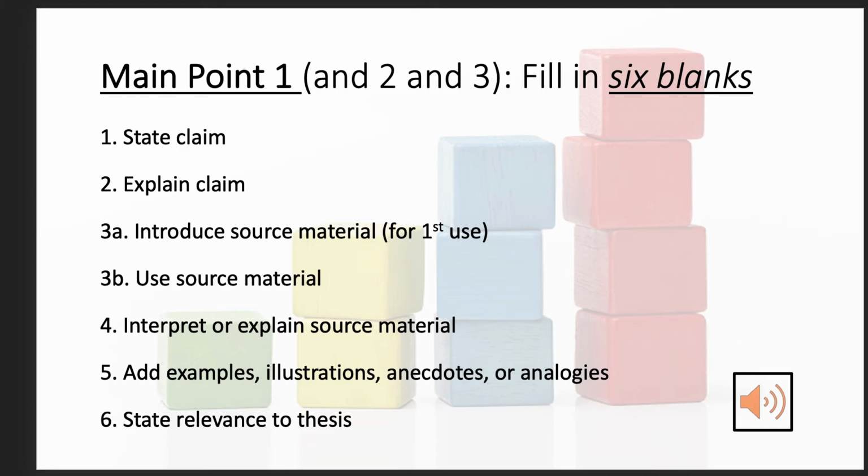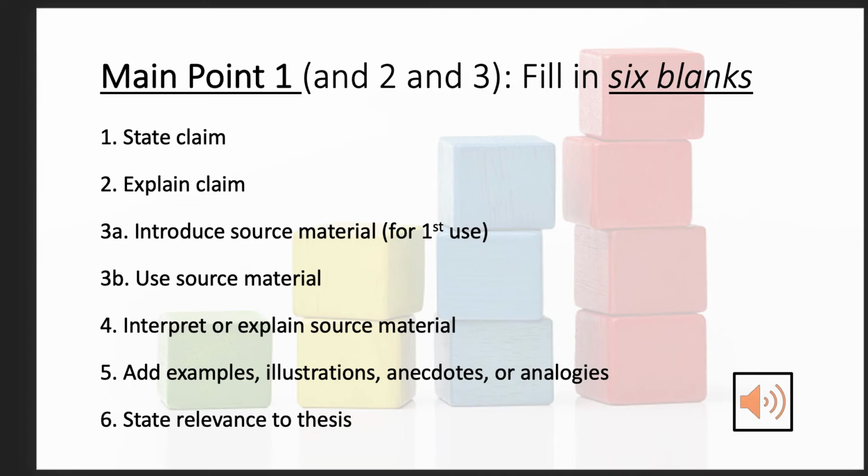If you've already used a source earlier in your paper, you can skip 3A and just jump from 2 to 3B. And then 4, interpret or explain that source material. Don't just drop a quote on us. If you're going to use a quote, explain to us what it means. Same thing with paraphrasing. 5, add examples, illustration, anecdotes, which are basically stories, or analogies, comparisons, that kind of thing.